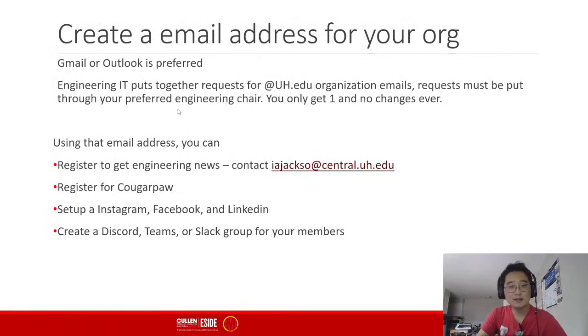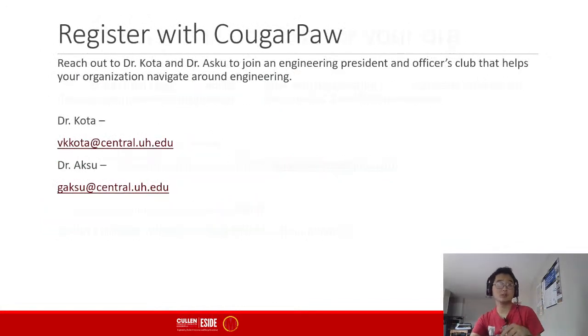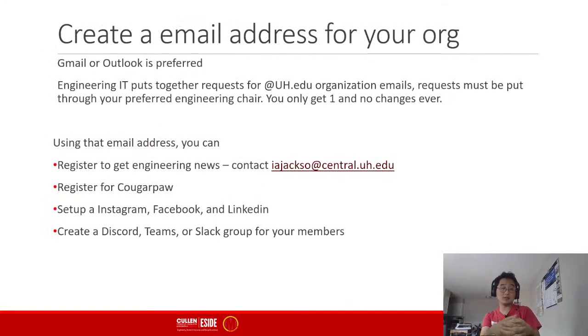Once you're done with creating a Get Involved page, you can create an email address for your student organization. We prefer if you put your organization email on Gmail or Outlook or Office 365, so that way we have some general knowledge. If you want to get specifically an @uh.edu organization email, you need to put that information through your preferred engineering chair. So whoever your advisor is, tell them to contact their chair and ask for the proper permissions. It's usually handled through engineering IT. You only get one UH organizational email, and you can't change the name of it ever. So please make sure when you do that, you're fine.